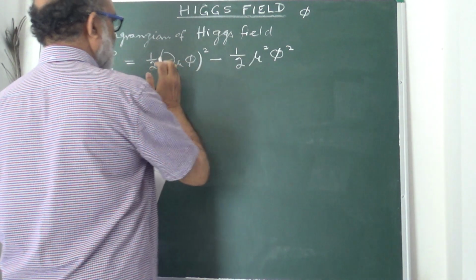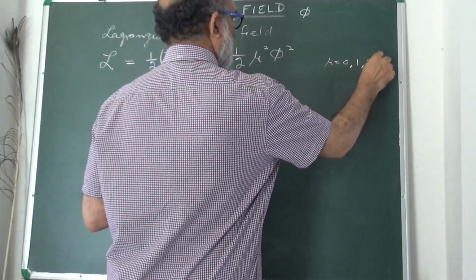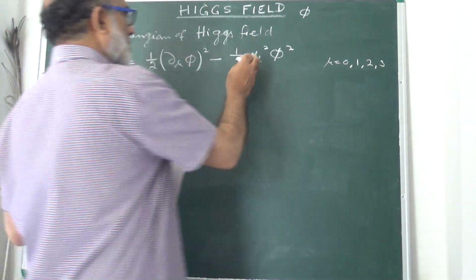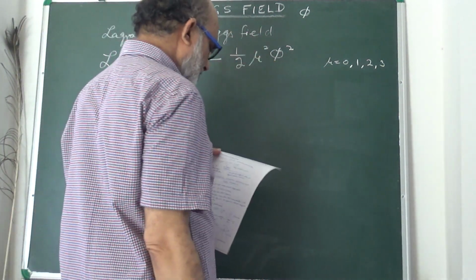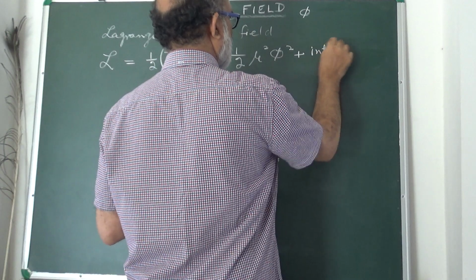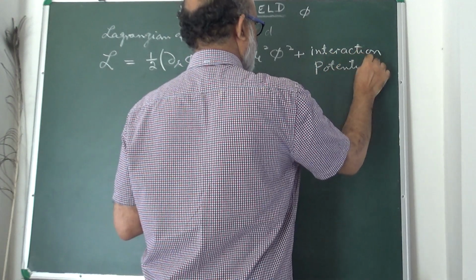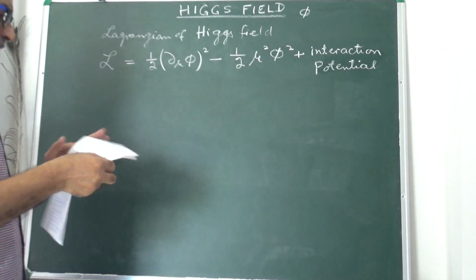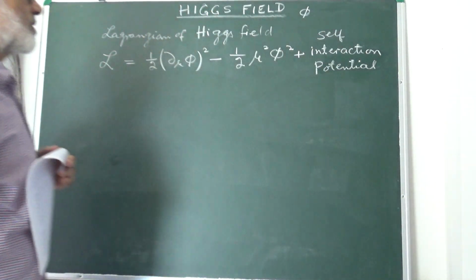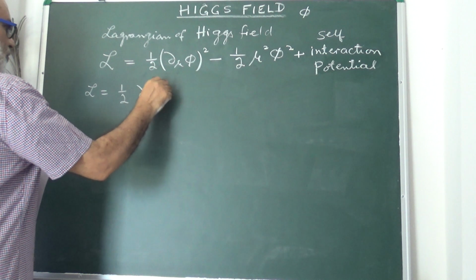Here this mu is the index. It gives you 0, 1, 2, 3 components: the 0 component for time, and these 3 are for the space components. And this mu is related to the mass. Plus an interaction potential, because this field interacts with itself. So there must be an interaction potential, that is self-interaction. The field interacts with itself. So this is written as half del mu phi.